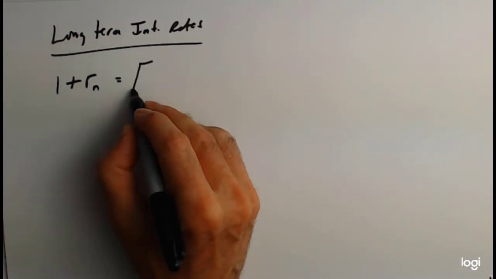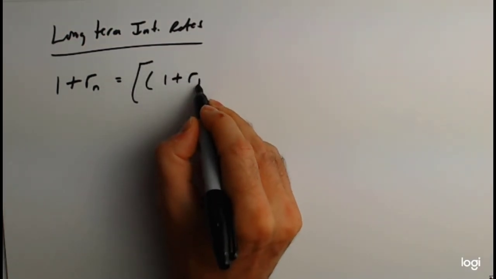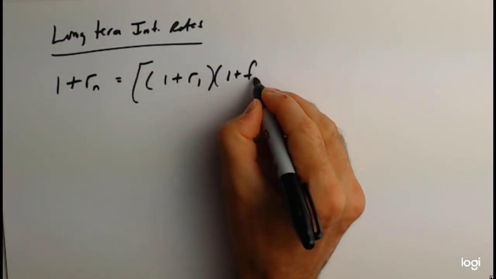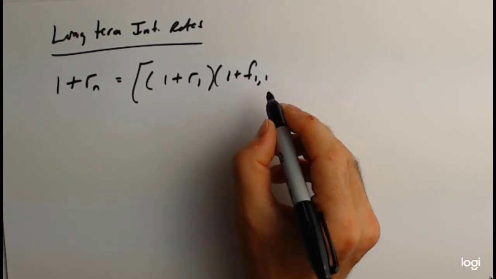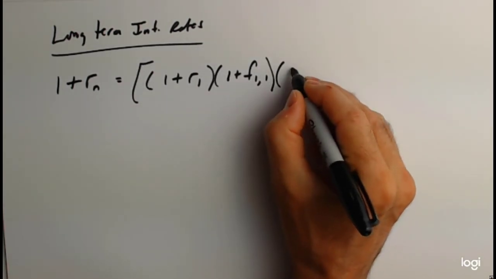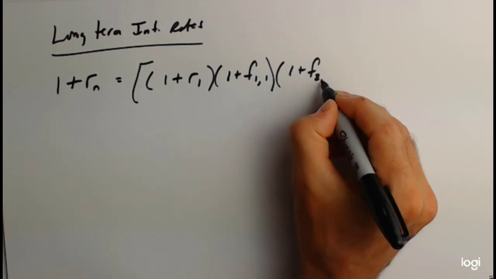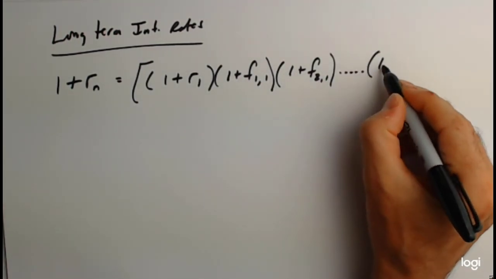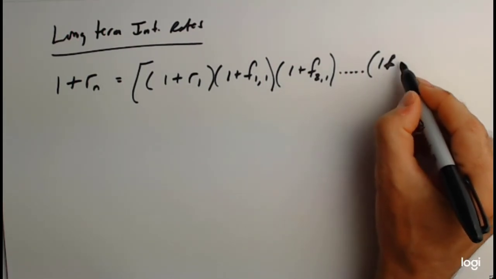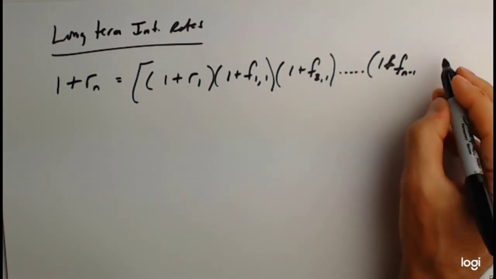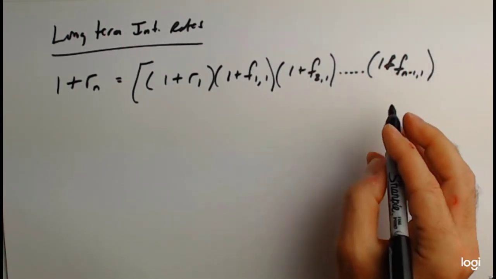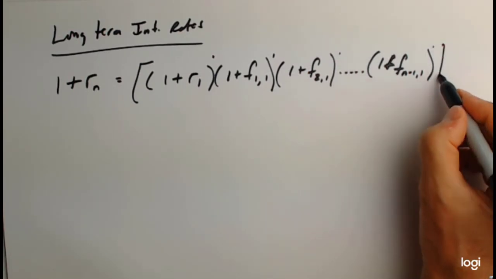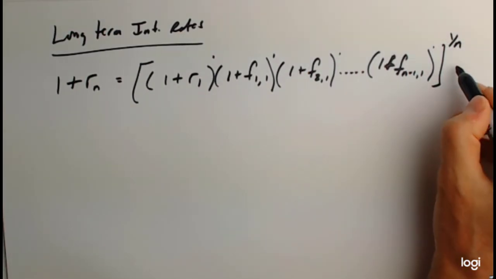And that's going to equal 1 plus the 1-year spot rate, times 1 plus the forward rate that starts 1 year from now and covers 1 year. And then 1 plus the forward rate that starts 2 years from now that covers 1 year. And so on, all the way to the last interest rate, n minus 1 to the 1, where each one of these is to the 1 power. And then we're going to take it to the 1 over n power here.